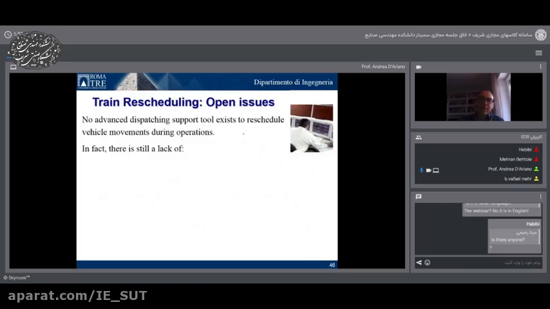Oh, okay. Before going to the mathematical modeling, I give you some more information on the complexity of the train rescheduling problem. The train rescheduling problem so far is still largely solved manually. There are few advanced tools that exist to reschedule the train movements during operations.